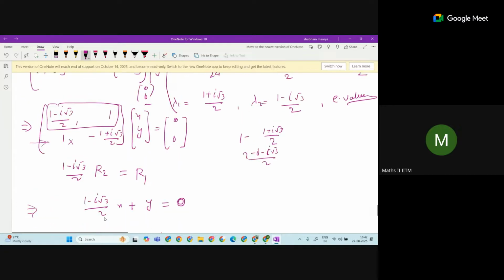Similarly for lambda 2 also, we follow the same procedure, which is 1 minus i root 3 by 2, and we will also get an eigenvector. So this way you will calculate the eigenvalues and eigenvectors. Very bad thing, we chose a really wrong matrix and slowly ended up with very complex eigenvalues and eigenvectors. But it doesn't matter. It's good we are doing it on complex. So see, the matrix is real, but the eigenvalues and eigenvectors are all complex. And this is how we find the eigenvalues and eigenvectors.